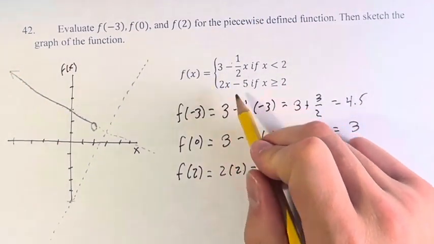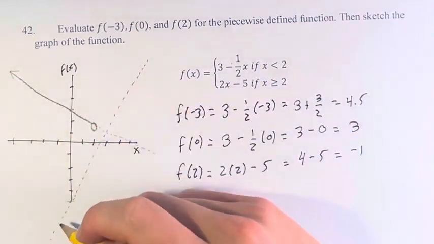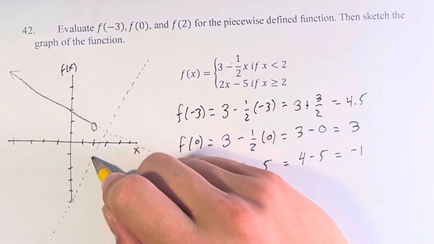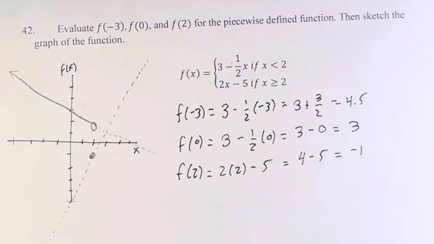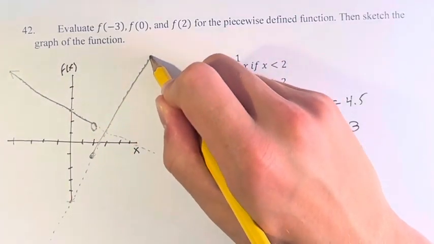We are doing 2x minus 5 if x is greater than or equal to 2. So that starts also at x is equal to 2 here on this function, but we have a solid line because it's including 2, and that goes up just like this.